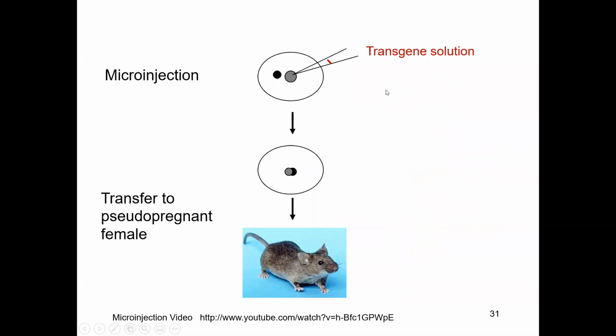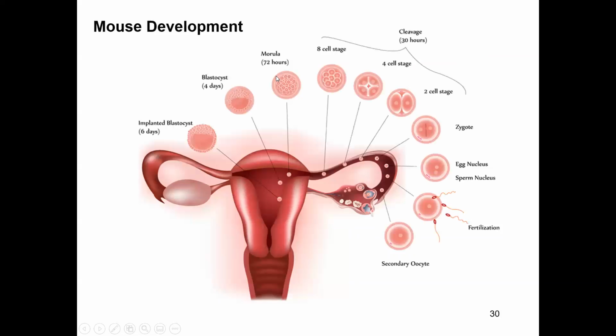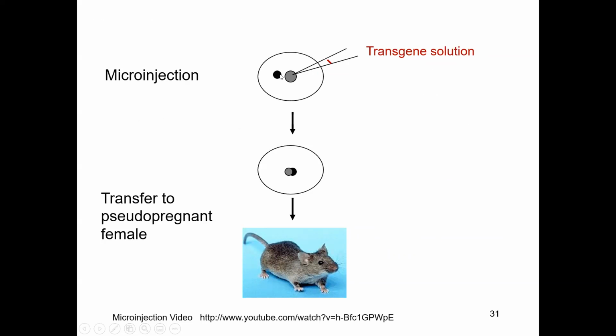So what they do, and there's actually a microinjection video if you wanted to watch it, is you can inject a transgene solution. So they've changed it. A solution from outside, like your human DNA stuff, you could inject it in before the nucleus has even fused. Here you have your egg nucleus, sperm nucleus. You could inject it into one part, and then they could fuse together to make a happy single-celled zygote to get implanted into a pseudo-pregnant female.